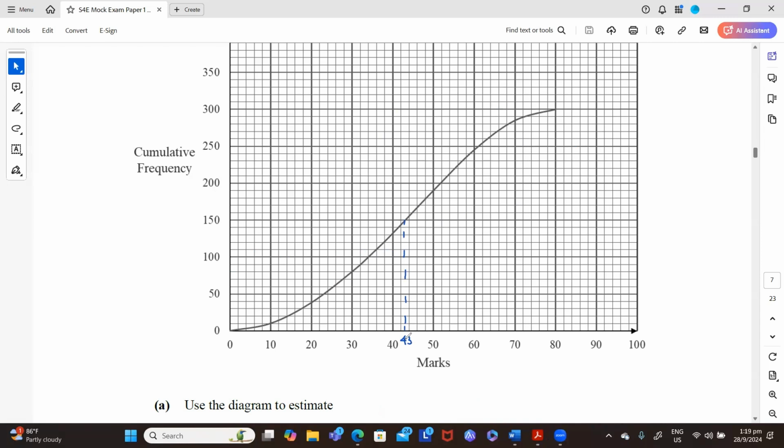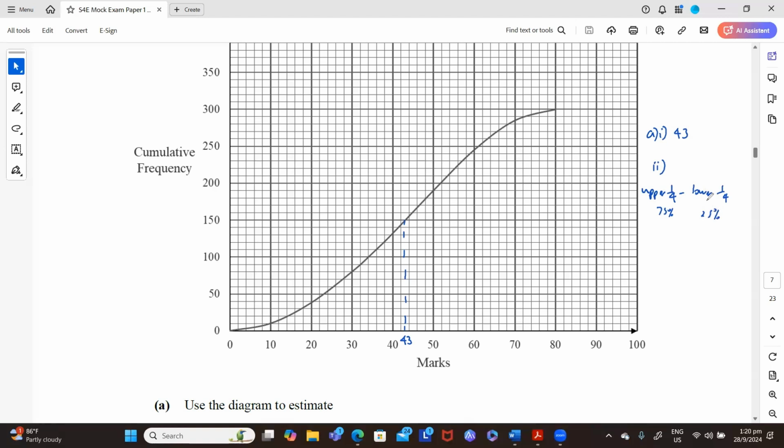So that's part A, part 1. The answer is 43. Now for part A, part 2, what they're asking for is the interquartile range. How do you find the interquartile range? It's basically the upper quartile minus the lower quartile, which means the 75th percentile minus the 25th percentile.